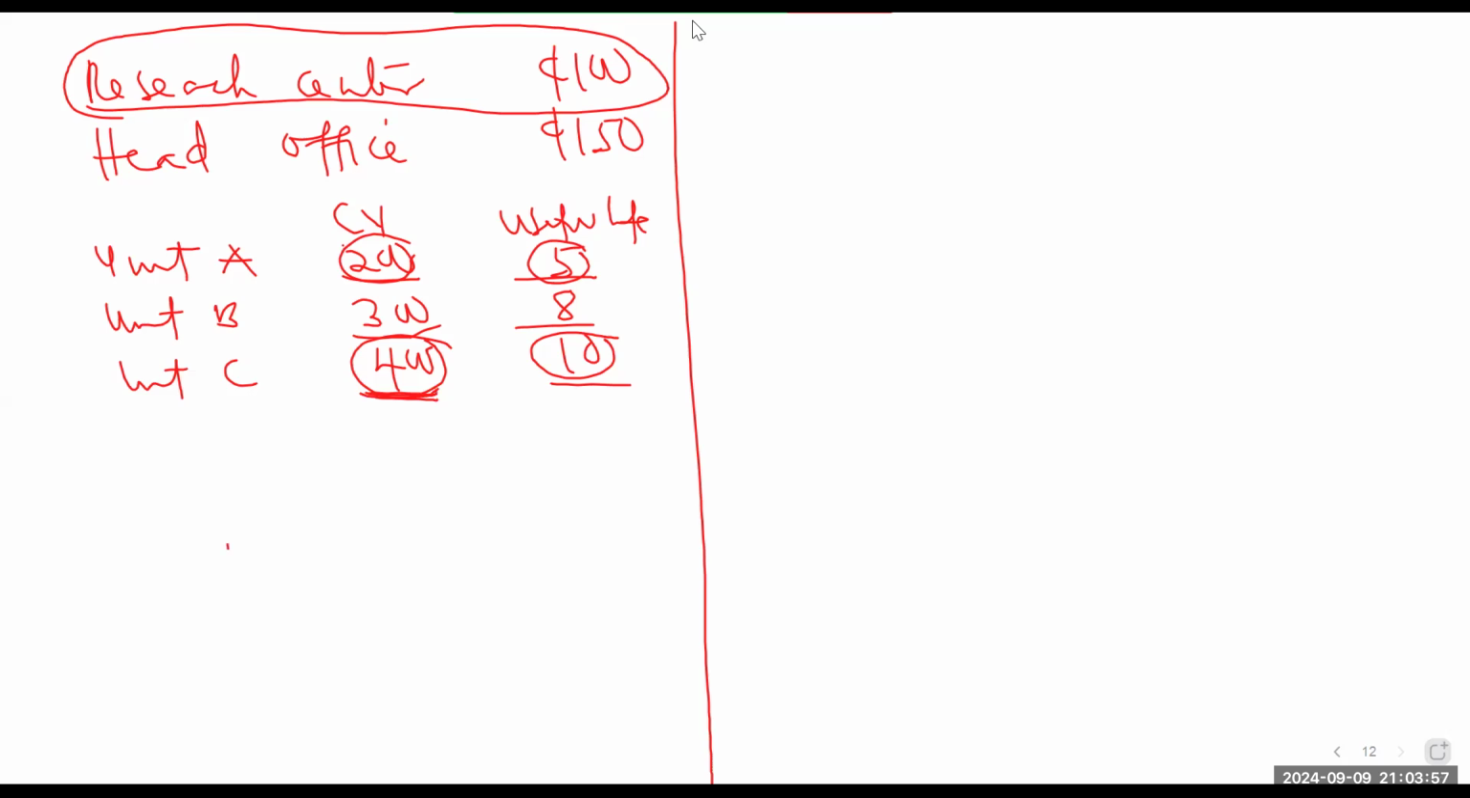How do we do that? We do 200 multiplied by their useful life, the carrying value multiplied by useful life, 300 multiplied by 8, 400 multiplied by 10. Then we'll be having the 1,000 here. We'll be having 2,400 here. Then we'll be having 4,000. Then we share it now based on their weighted average.